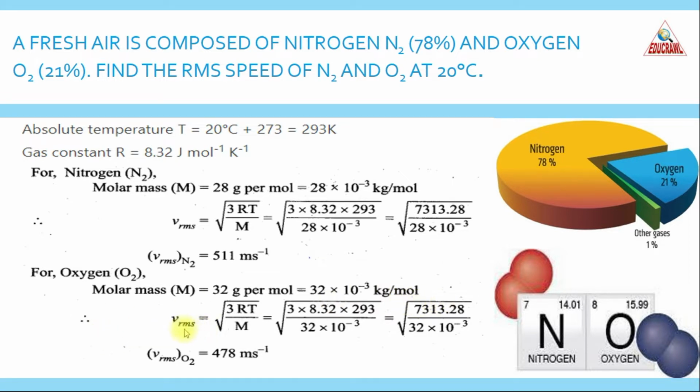Now we have to find the Vrms using the formula Vrms is equal to square root of 3RT divided by M, where R once again is the gas constant, T is the absolute temperature and M is the molar mass. So substituting all the values and simplifying, we get the answer as 478 meter per second. This is the RMS velocity of oxygen.